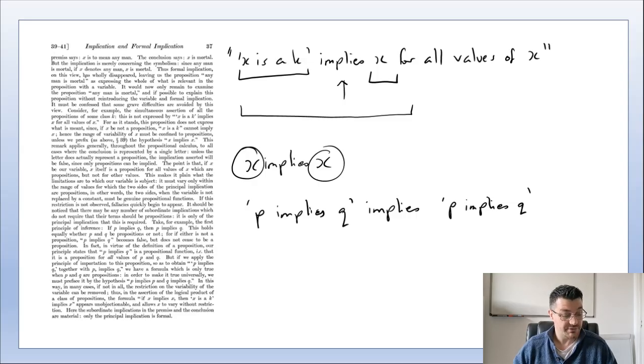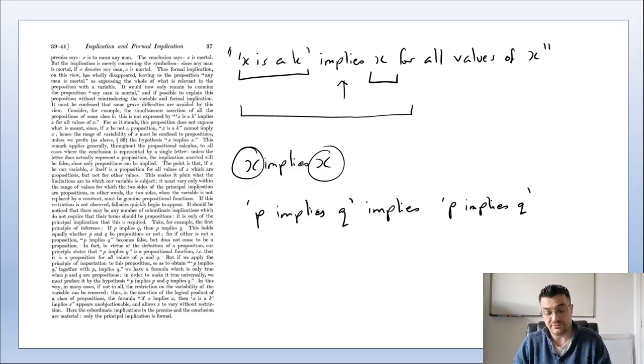In fact, in virtue of the definition of a proposition, our principle states that P implies Q is a propositional function, i.e., that it is a proposition for all values of P and Q. But if we apply the principle of importation to this proposition so as to obtain P implies Q together with P implies Q, we have a formula which is only true when P and Q are propositions.